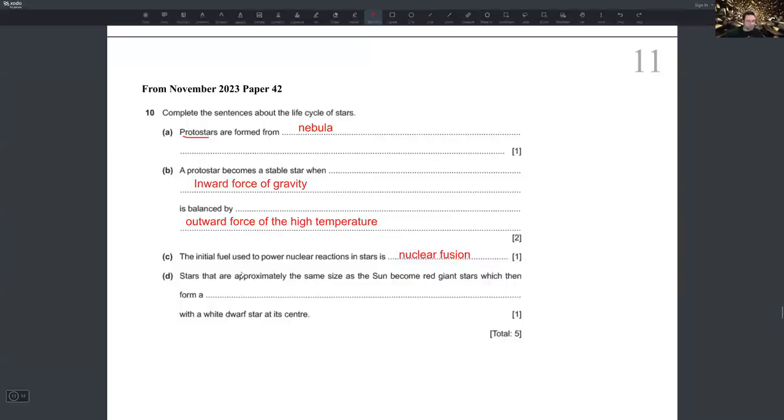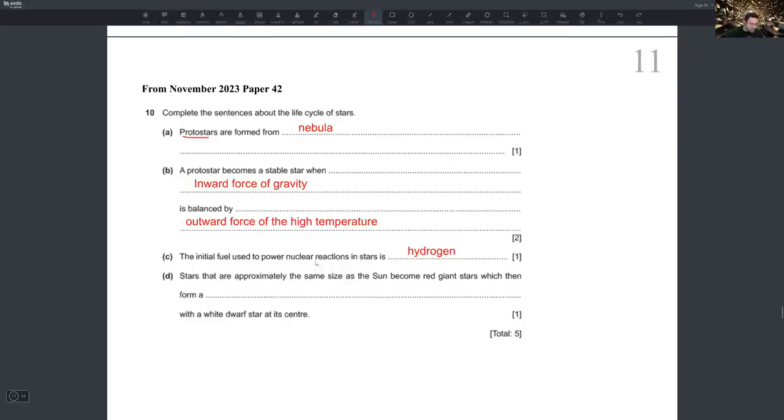Next, the initial fuel used to power nuclear reactions. What's the fuel that's used? Oh, sorry, you're absolutely right. What's the fuel? Hydrogen. My bad. Not the name of the reaction. The fuel is hydrogen. Absolutely right.